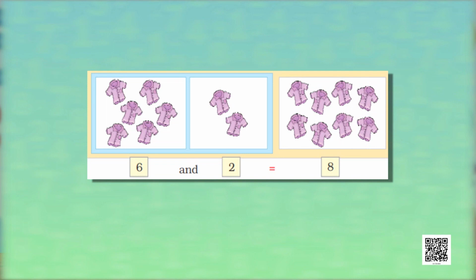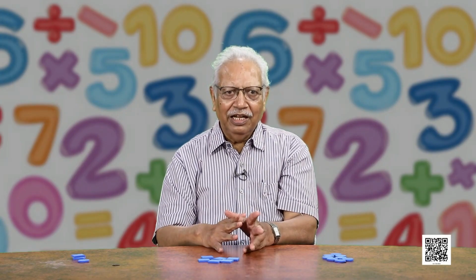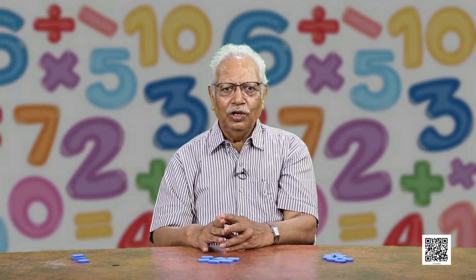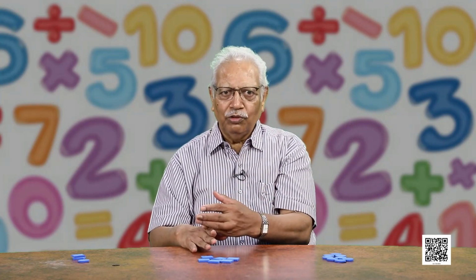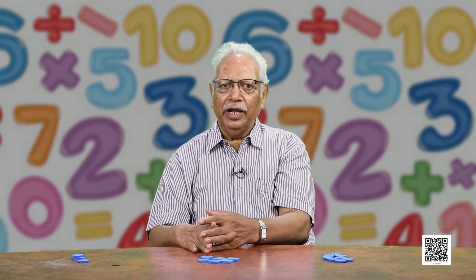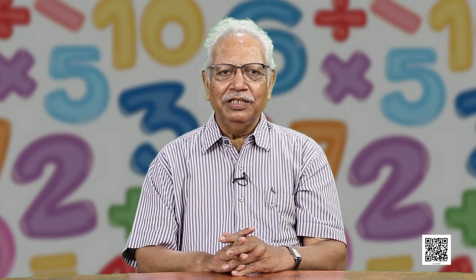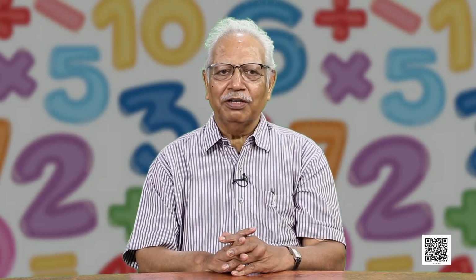And now similarly, these are how many shirts? 6 shirts and 2 shirts. We put them together and it becomes 1, 2, 3, 4, 5, 6, 7, 8. 8 shirts. So, we can say that 6 and 2 are equal to 8. 6 and 2, when we add them, is equal to 8. So, we have learnt about adding 2 numbers up to 9.